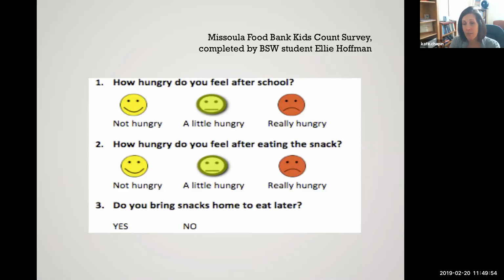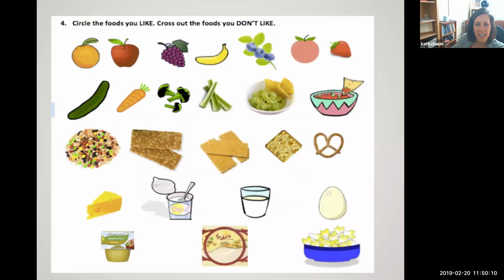So if kids are super hungry, we need to make sure we have a lot of food available. If they're hungry after they're eating the snack, we need to provide more food. And if they bring snacks home to eat later, which is fine, then they need to provide even more food. And then she wanted to get a sense of what foods they like and don't like. So circle the food you like, circle the food you don't like, right? I would be surprised if kids were circling that broccoli over there, but maybe. And so through this feedback from the kids, they were able to make sure that they were providing food that kids actually like to eat.